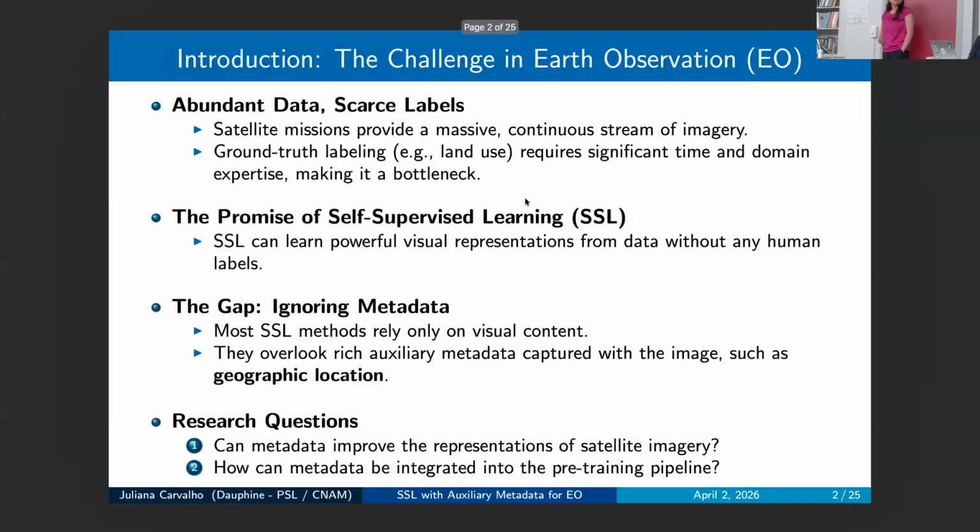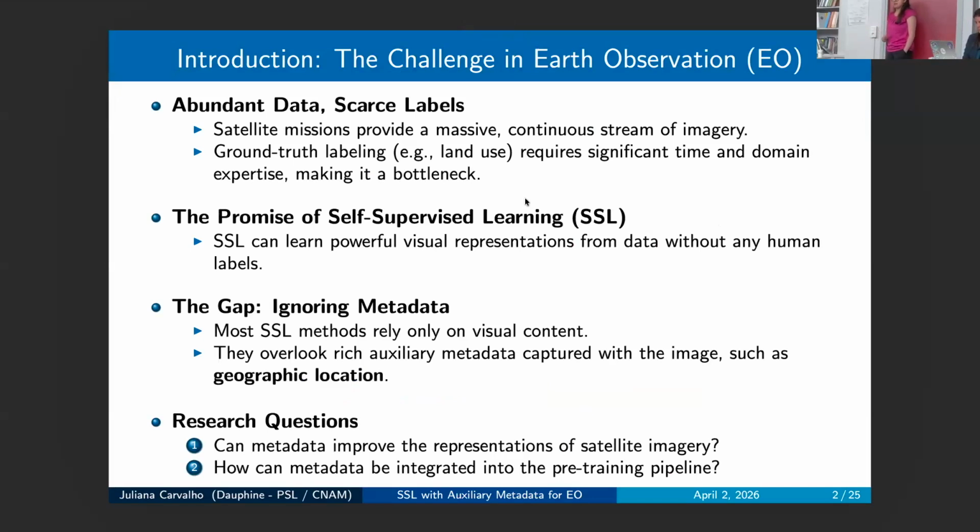First, as everybody already said, in satellite images and Earth observation images, you have a lot of images, but not a lot of labels, because labeling is work that requires a lot of time and also domain expertise. So self-supervised learning is a very good approach to work with satellite data, because it allows us to learn powerful visual representations without any human labeling.